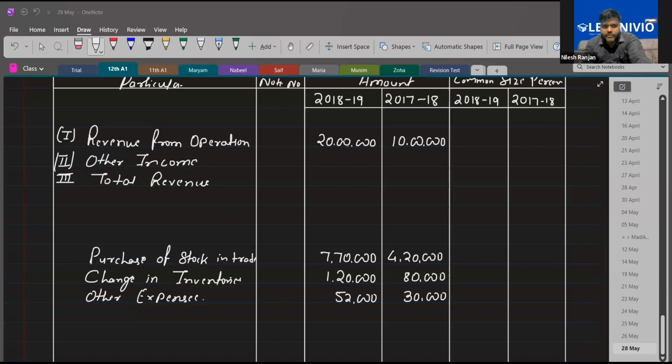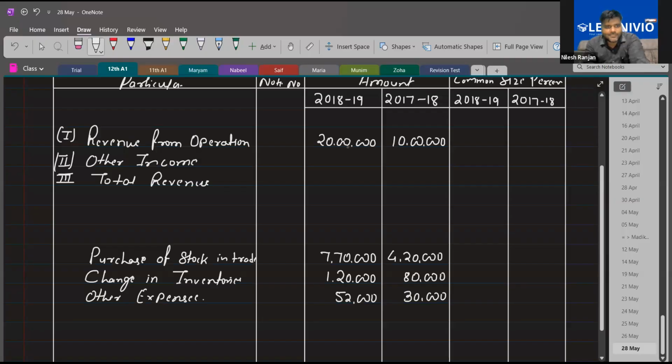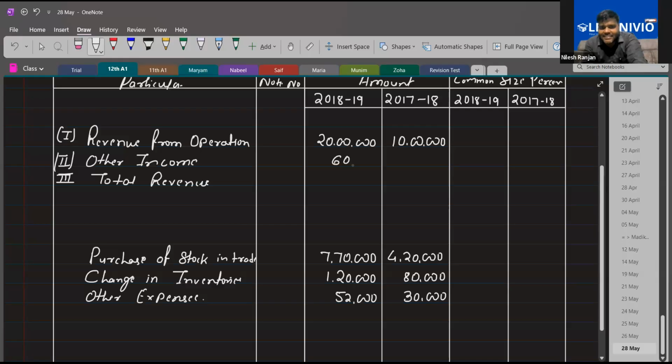Hello, Sumaya. Good evening. You are always late in the class. Actually, at 7 o'clock I have prayer, so I'll finish my prayer and then I'll join.